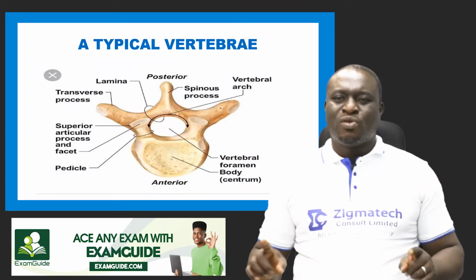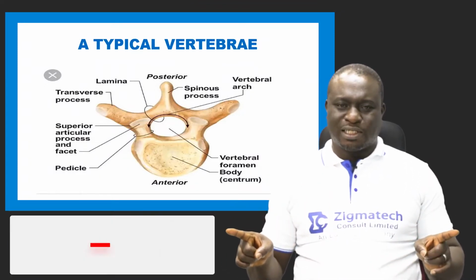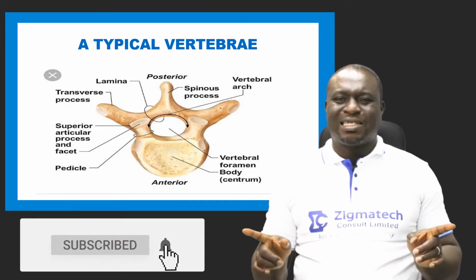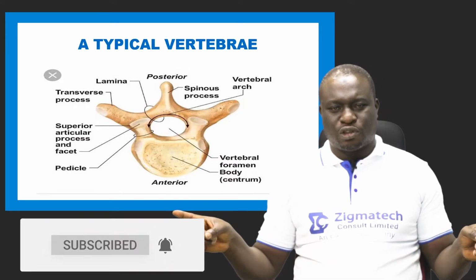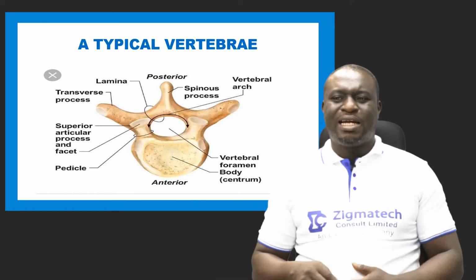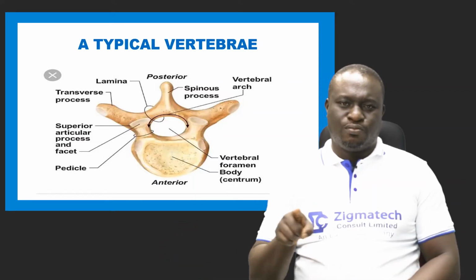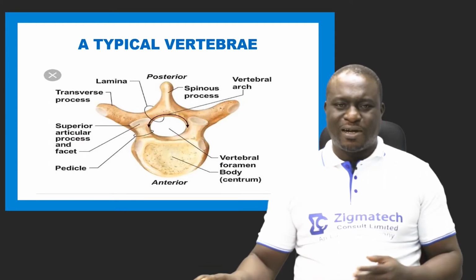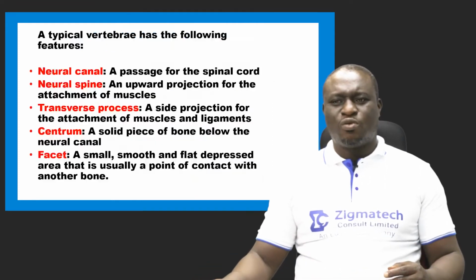And number 3 is the transverse process. The transverse processes are the side projections of the bones. You can see them, side projections. And then we have what we call the centrum, and then the facets. Now let's look at what these ones are.